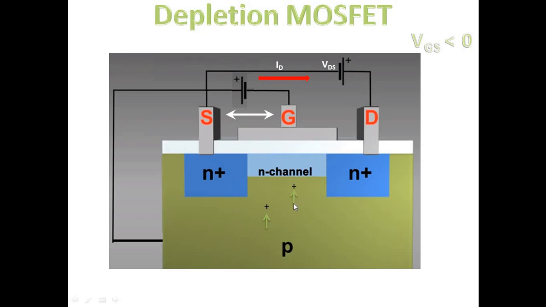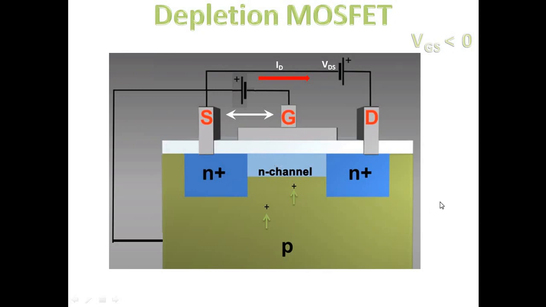So the holes of this p-type substrate will get attracted to this negative side of the battery, and because of this insulator, they will not be able to flow and they are going to get crowded inside the N channel. The N channel is filled up with electrons, right?